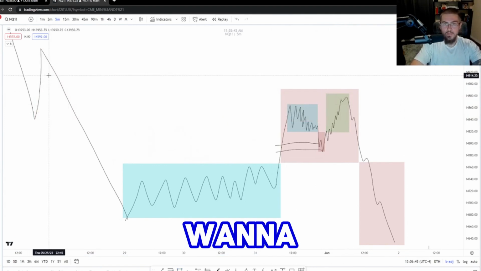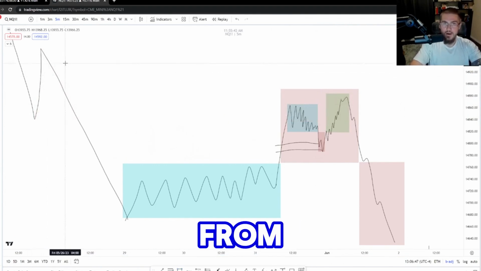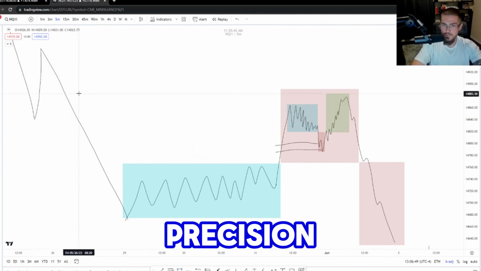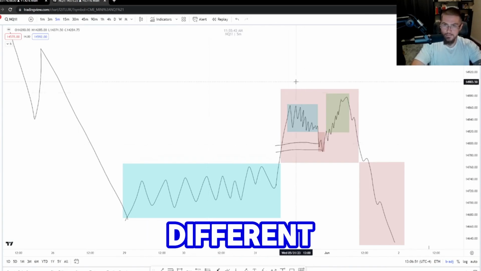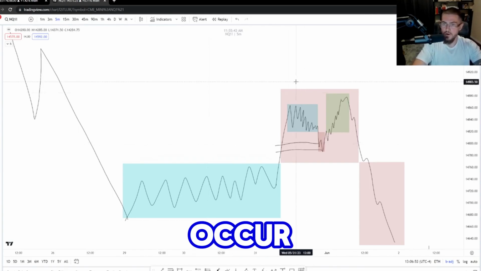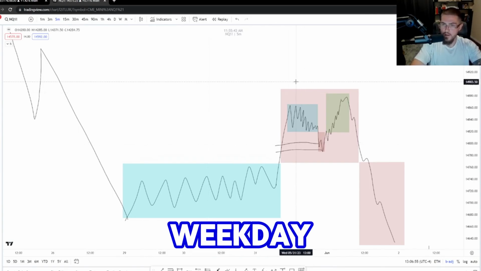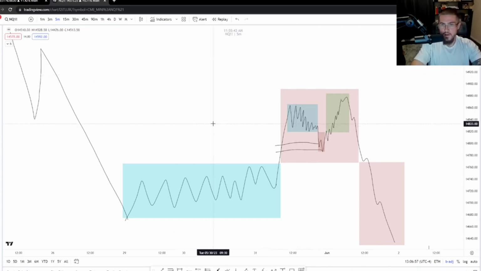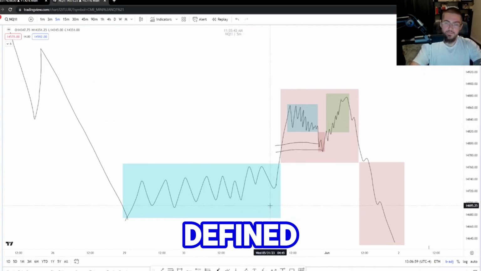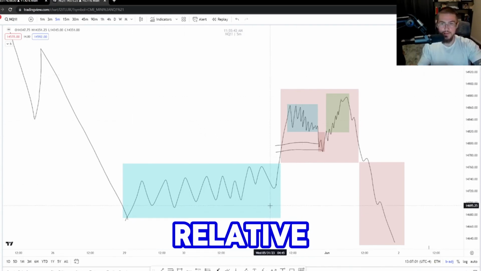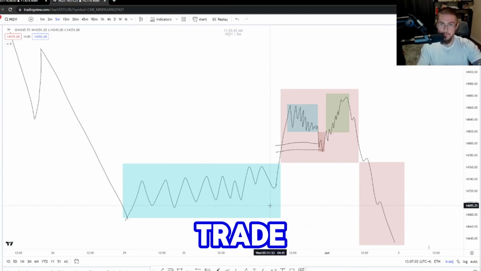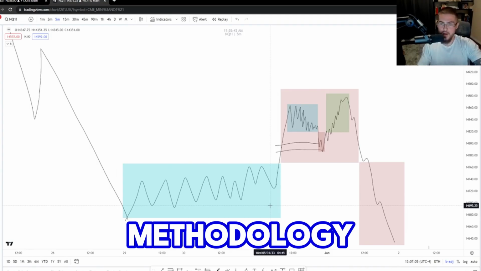But when you really want to be precise and you want to understand the market from a perspective of precision, you have to understand that these different occurrences in price are likely to occur at certain times of the week, day, month, or quarter. But understanding that, any defined range in time that is relative to trading the concepts we trade can be used with this methodology.